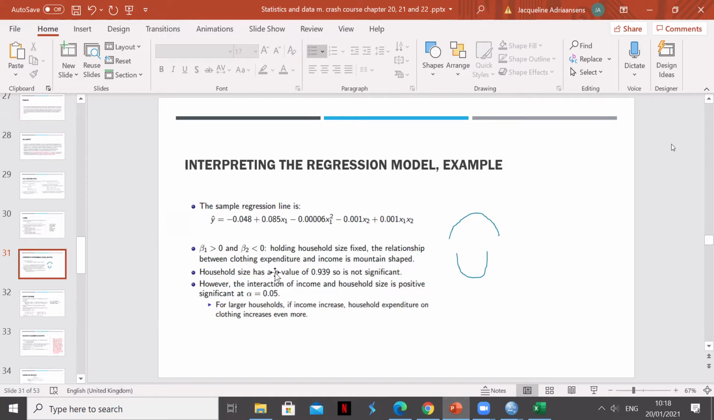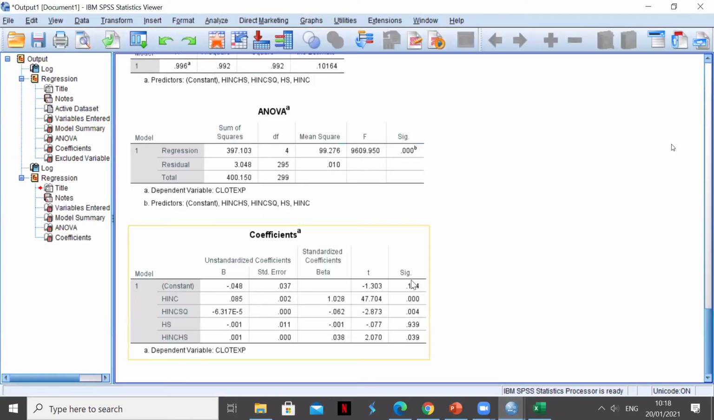And household size has a p-value of 0.939. Let's see if we had that as well. Yeah, we had that as well. So it's not significant on its own. But its interaction term is significant, as we can see here, because that's small. And if we have a significance level of 0.05, then it will be significant. It's not significant, by the way, at 0.01, but that's a rare significance level. That's really, really small.